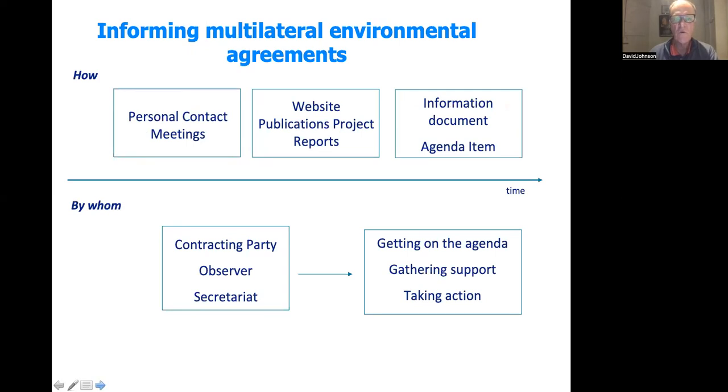So in terms of informing multilateral environmental agreements, I've just shown on this slide there are different ways of doing that, and with time those ways can become stronger. So personal contact at meetings, which we've just been talking about, is important. Information to support that is important as well, but ultimately it's important to get issues onto the agenda of policymakers, and that can be done by a contracting party, a national government, an observer to a convention, or the secretariat. So those different entities are really important in terms of getting an item onto the agenda, and then there's a business of gathering support and finally taking action.